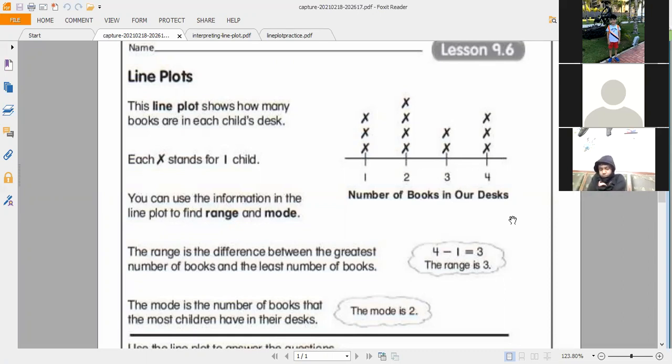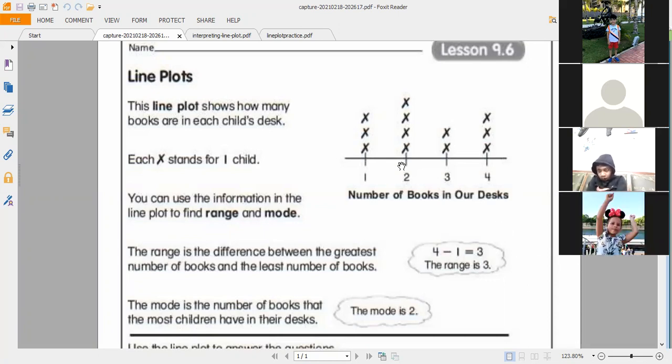Sandra, how many children have 2 books? 4. Yeah, this is the number of books. We have 1, 2, 3, 4. Okay, before we go to the next question, thank you, Sandra.